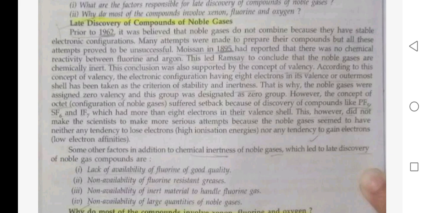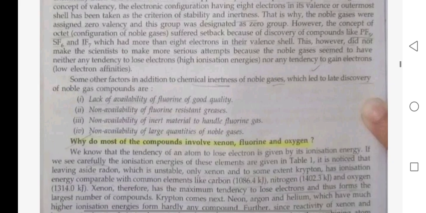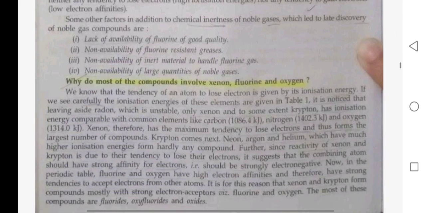However, the concept of the octet suffered a setback because of the discovery of compounds like PF5, SF6 and IF7 which had more than 8 electrons in their valence shell. This however did not make the scientists make more serious attempts because the noble gases seemed to have neither any tendency to lose electrons nor any tendency to gain electrons. Some other factors, in addition to lack of chemical interest in noble gases, which led to the late discovery of noble gas compounds, are lack of availability of fluorine of good quality.